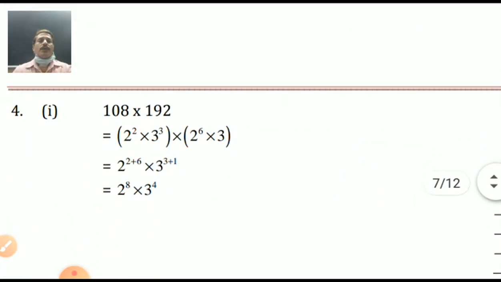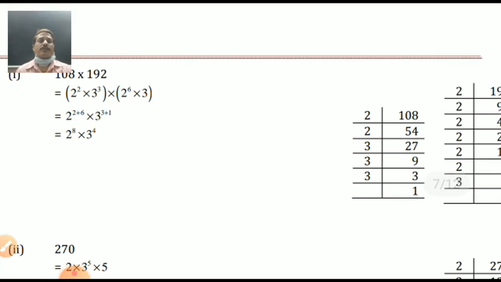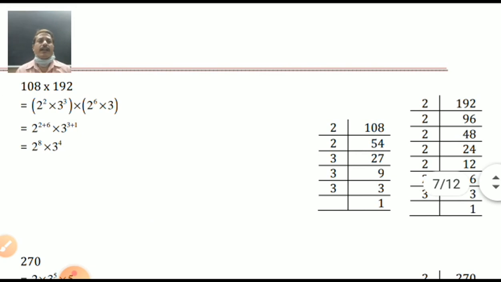Fourth question. How to make it this one? Yes, my dear student, our ladder method, we should have to take out. 108 and 192 both का एक साथ चलेगा. We will get the answers here. To 1 you have to divide. Yes, 2 into 2 2 times, 3 into 3 3 times. Second one 192 का कितना हो बेटा, 2 6 times and 3 1 time.